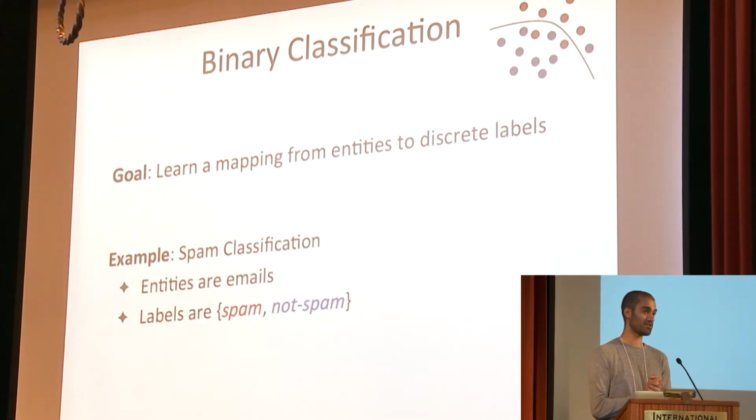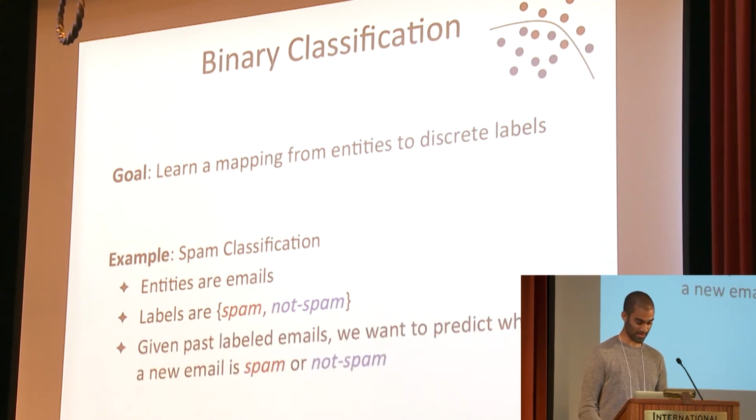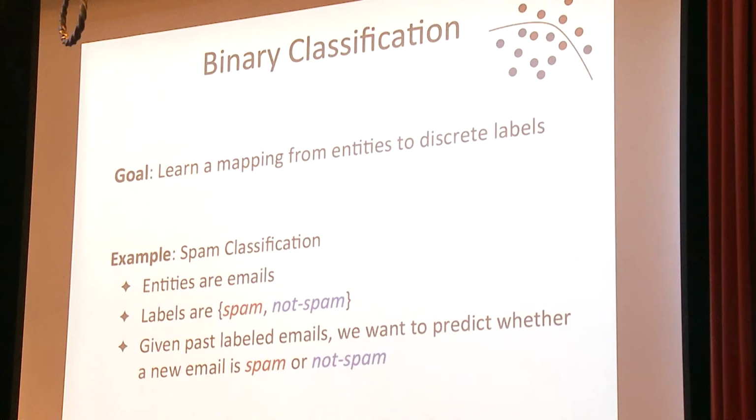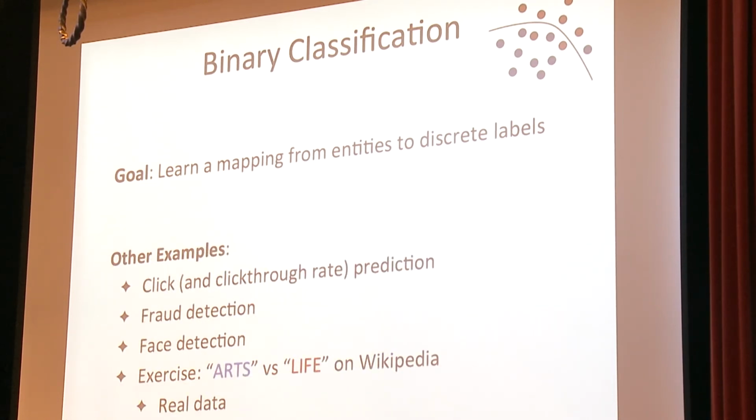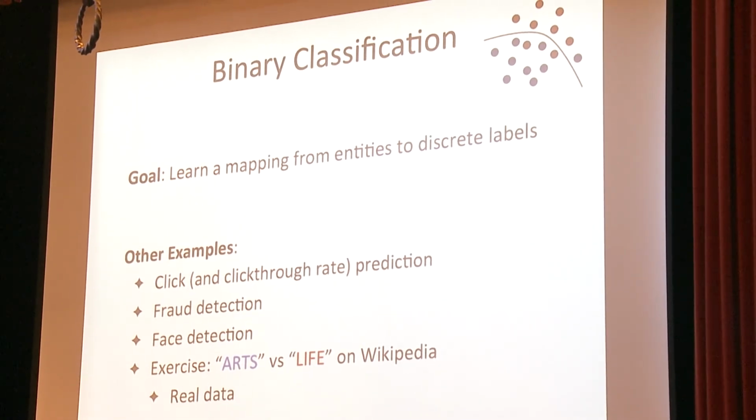And there are lots of examples of binary classification. The canonical one is spam classification. So the idea is that your entities are emails, and the labels are spam or not spam. The goal here is you're given a corpus of emails that have already been labeled as spam or not spam, and you want to have a model that is trained using this data, and then when given a new unlabeled data point, an unlabeled email, can predict on the fly whether or not it's spam. All right, and of course there are many other examples: face detection, fraud detection, click-through prediction.